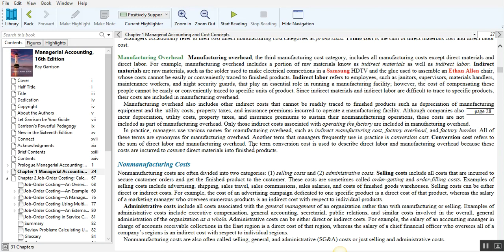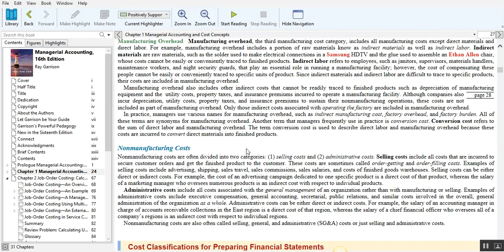When we talk about conversion cost, the conversion cost is whatever it costs to actually make the product. So we cannot make the product without factory overhead or manufacturing overhead. So we take both the direct labor and the overhead. That's what it takes to convert the materials into the finished product.